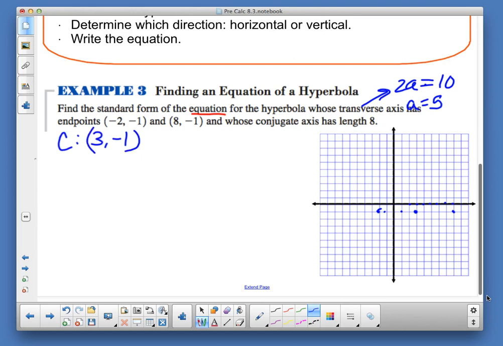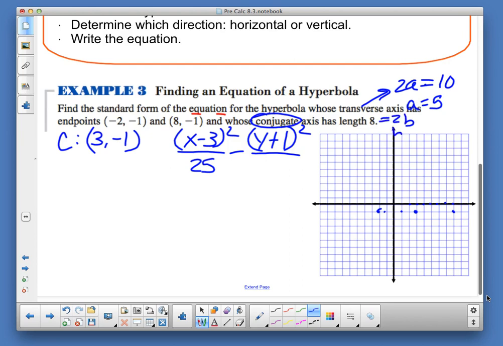Now, since the transverse axis is horizontal, A is with x. So x squared, and keep in mind, I found the center. So I've got x minus 3 squared over my A squared, which is 25 now, not 10, be careful about that, minus y plus 1 squared. I don't have B yet, do I? So I've got to do some work, okay? Or do I? The conjugate axis length is 8. Remember, the semi-conjugate is B, 2B. So B happens to be 4. You okay with how I found it? So my B squared is 16, and that'll equal 1, my general form of the equation, okay?